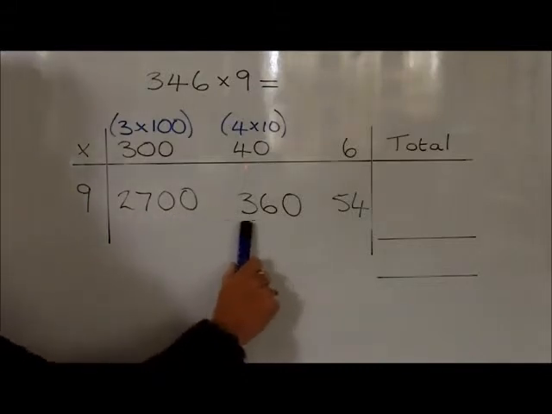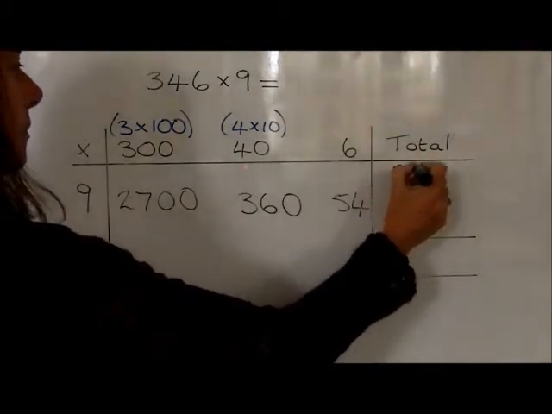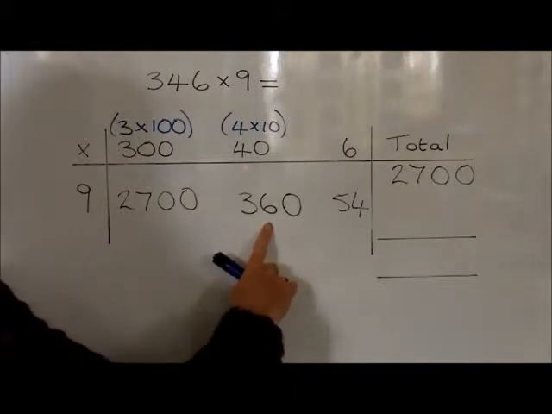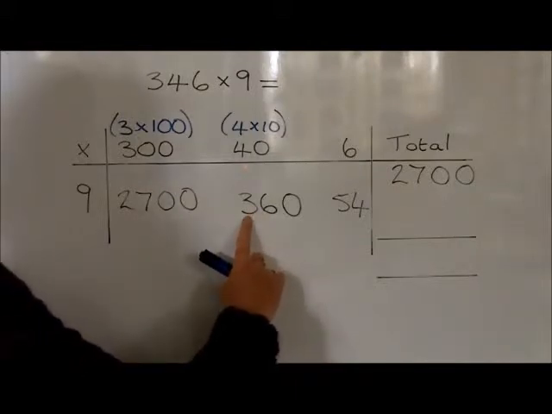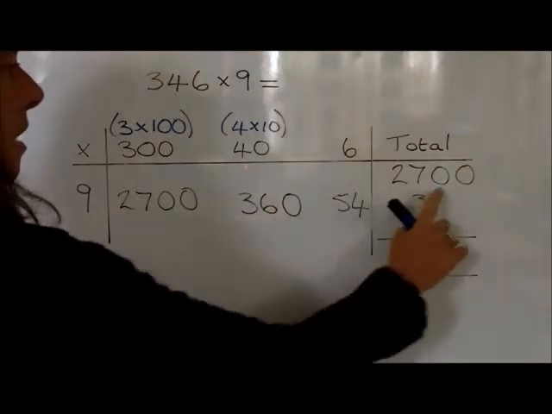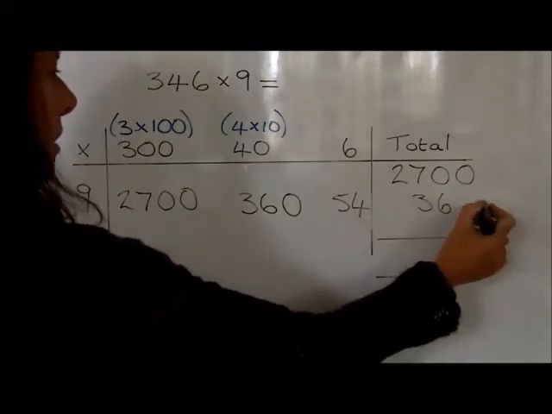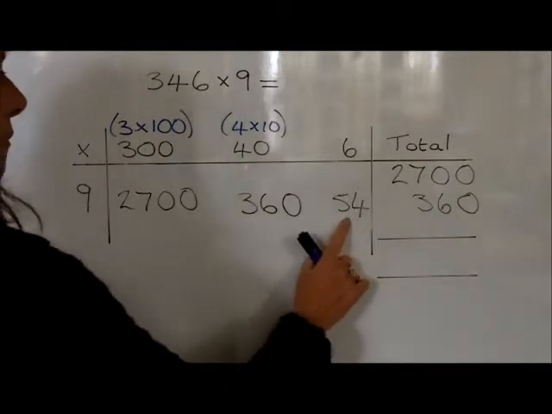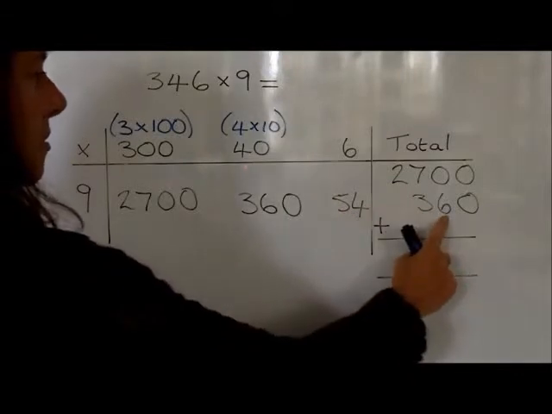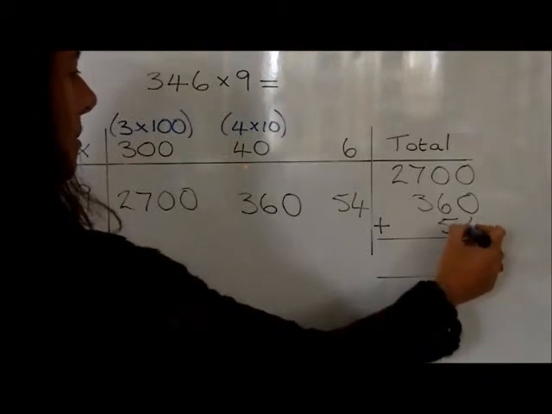We now add back the separate partitions, so we have 2,700. Then add on 360, which we need to keep in the correct columns. So the 3 in the hundreds goes underneath the 7 in the hundreds. The 6 in the tens goes in the tens column. And the 0 in the units goes in the units column. And we add on 54, put in our addition sign, making sure the 5 tens goes under the 6 tens. And the 4 units stays in the units.